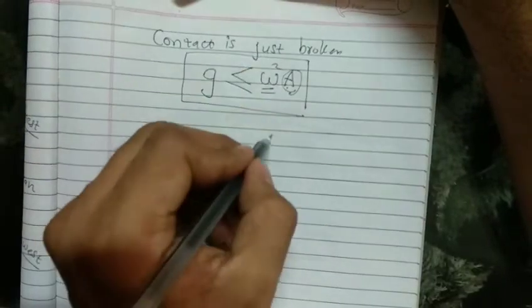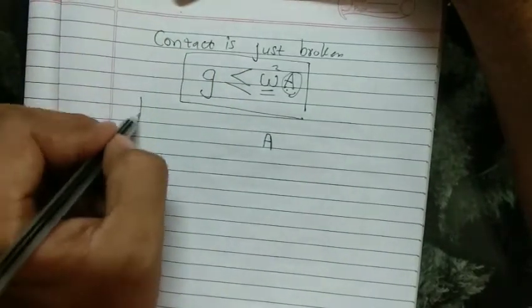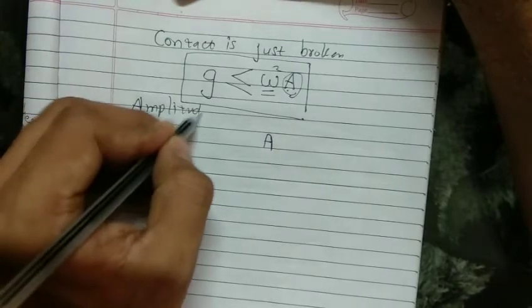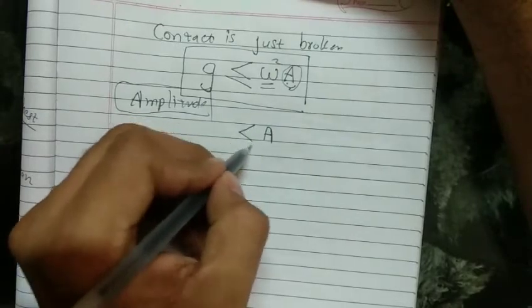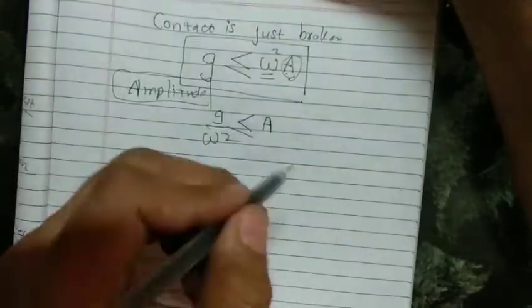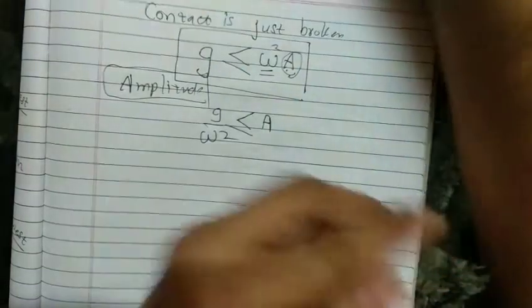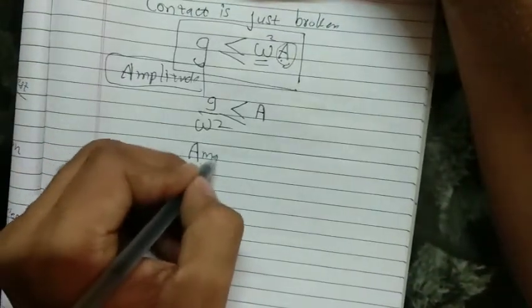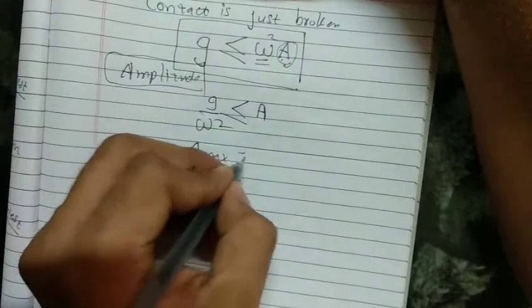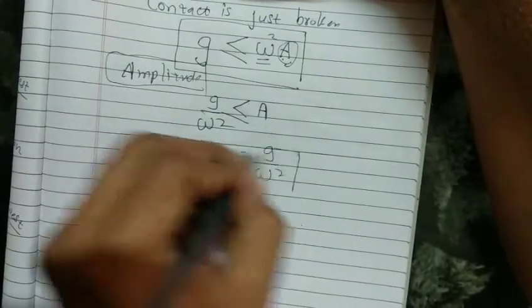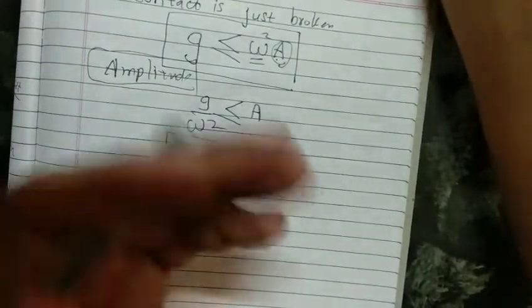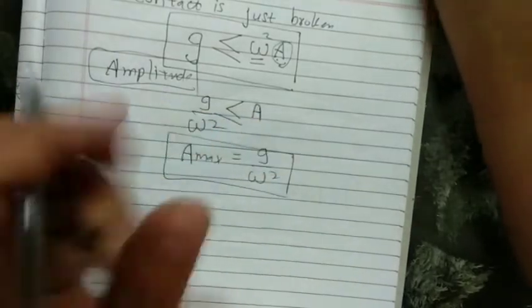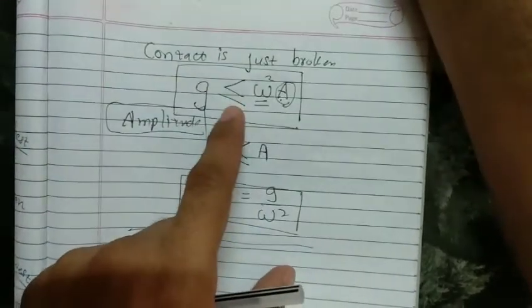For contact to be lost, if they ask at what amplitude the contact will be lost, the contact is lost when the amplitude becomes greater than or equal to g upon omega square. So the maximum amplitude that we can keep without losing contact will be g by omega square. This way, sometimes amplitude they will ask, sometimes omega, sometimes frequency, so you have to do it accordingly. Remember, this is the condition under which the contact will be broken.